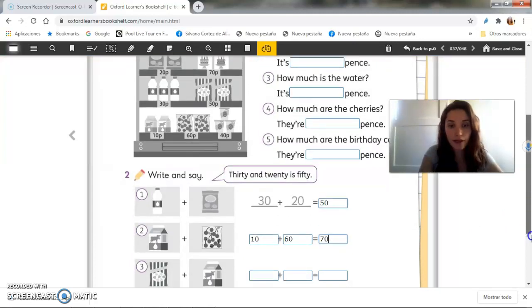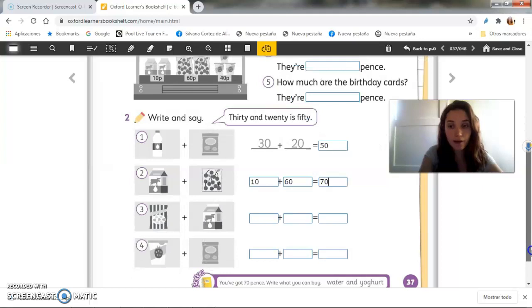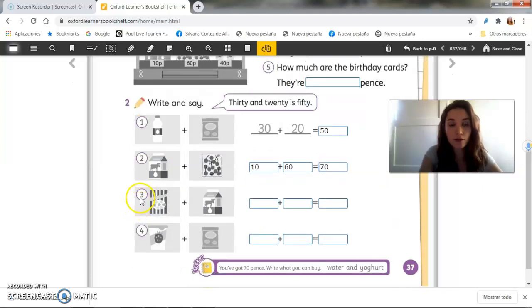Ok, y de esta manera van a seguir sumando los precios del number 3 and 4 y van a practicar decir cada uno de los números. Recuerden que para decir y o más digo and y para decir el resultado digo is.